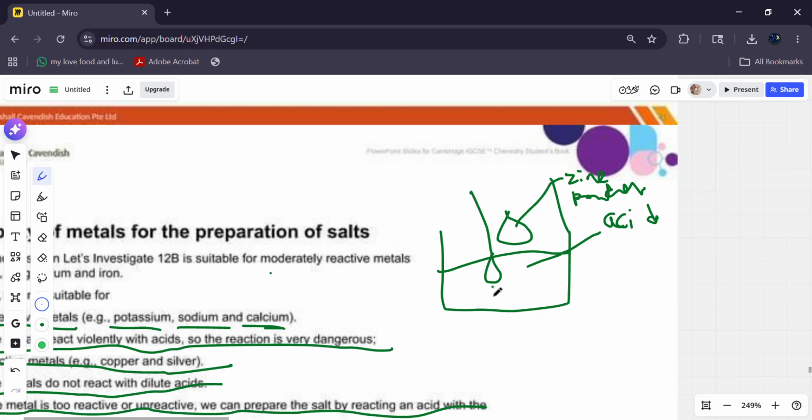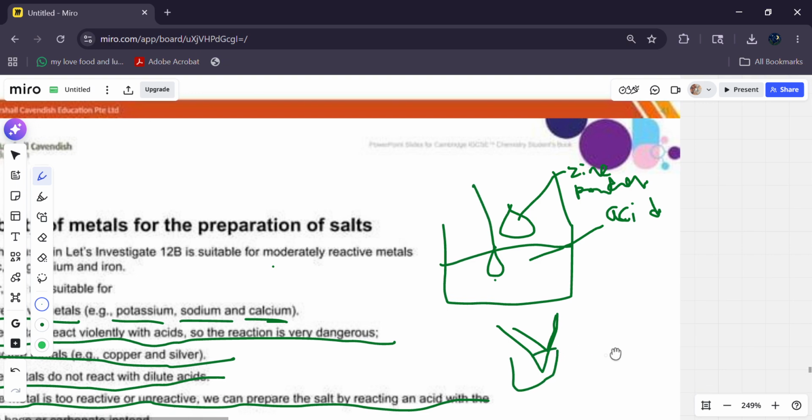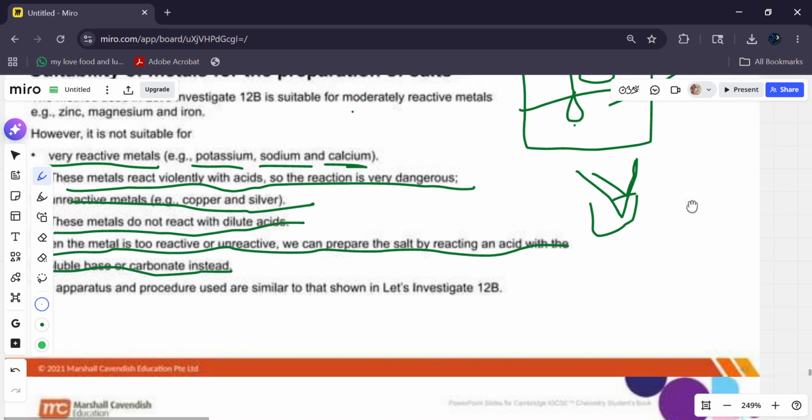Now they filter it. When they are done in step 1, they filter it using a filter paper and a filter funnel. The mixture is filtered to give aqueous zinc sulfate and excess zinc metal that could not react in the reaction.